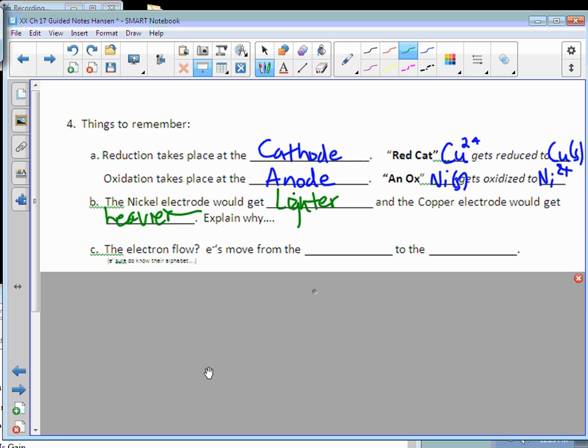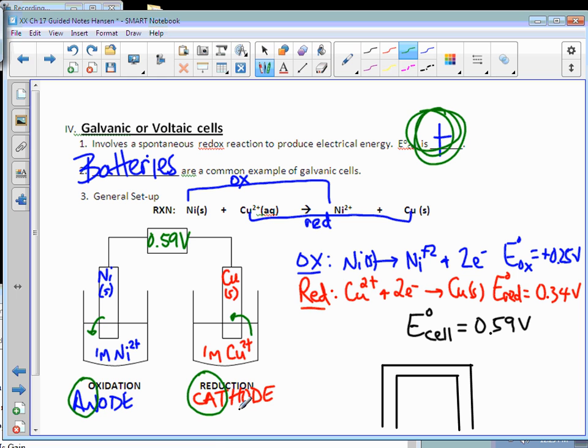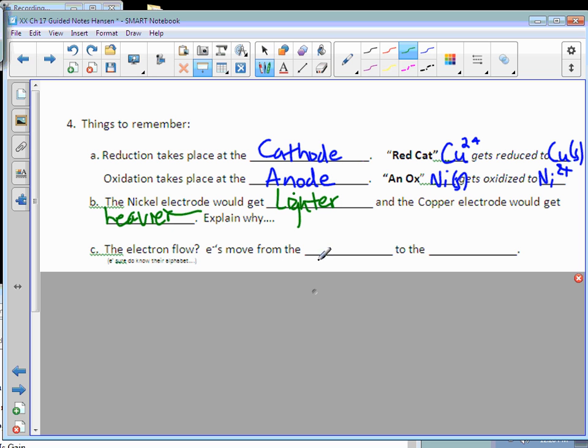Okay, now the electron flow. So let's go back. How are the electrons moving? Okay, so keep in mind, where are they being lost from? So the nickel's losing the electrons, right? Okay, and then the electrons are being lost over here, and they're traveling through this wire, and through the voltmeter while we're getting the reading, and the electrons are just kind of hanging out here, and then the copper 2 plus picks them up to become copper metal. So the electrons are traveling from the anode to the cathode. All right, the electron flow: electrons move from the anode to the cathode.